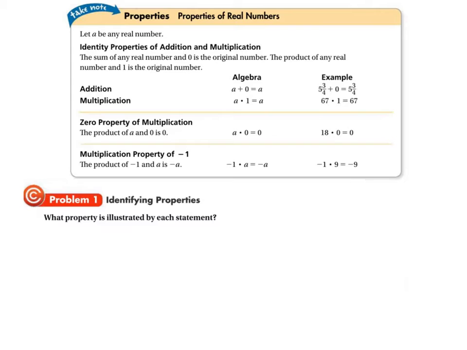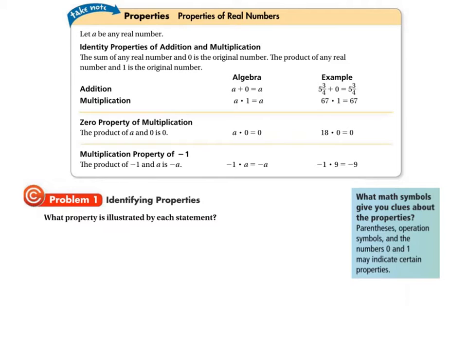Okay, which property is illustrated by each statement. Before we look at those statements, I just want to point out here that parentheses and some operation symbols like addition, multiplication, and the numbers 0 and 1, they might be indicators that you are dealing with certain properties, like here's 0 in the addition property, the identity property of addition, right? Here's 1, here's 0, here's -1 in this case. So you can look for those for clues. First of all, what is the property? 42 times 0 equals 0. Well, that's right here, the 0 property. Multiplication, you multiply by 0, and you get 0.